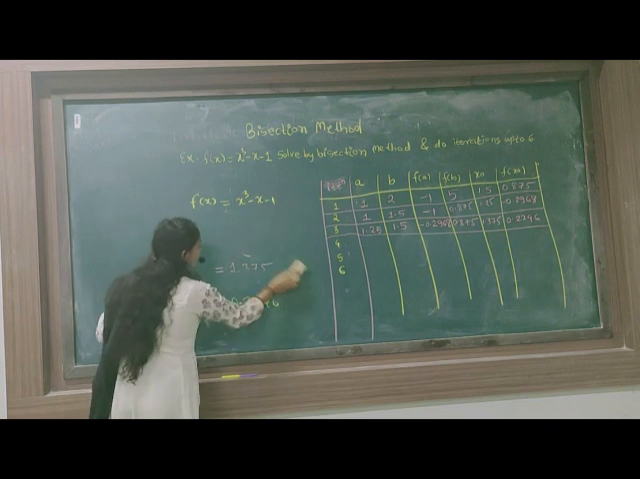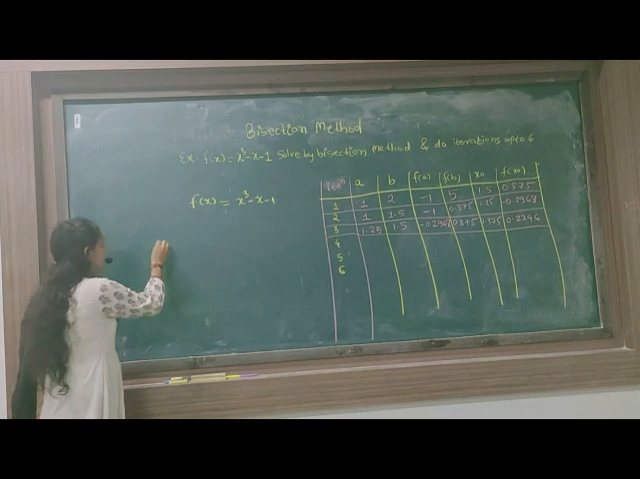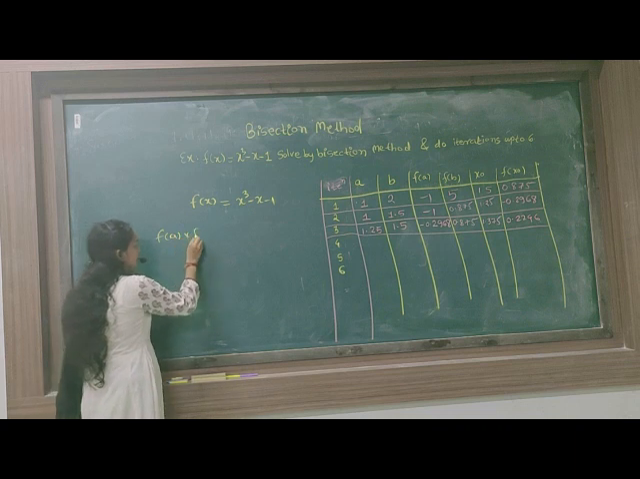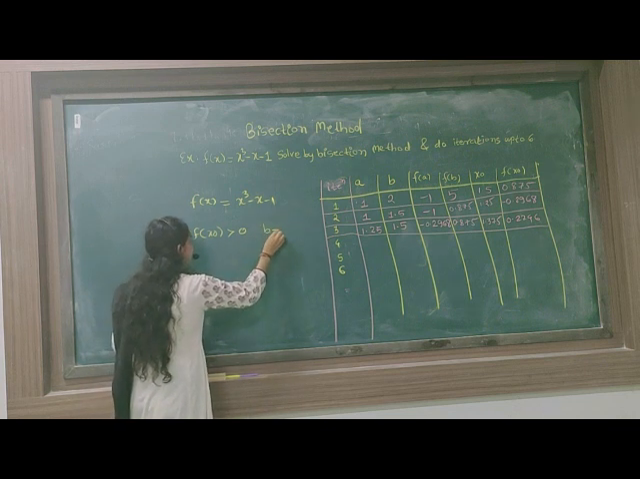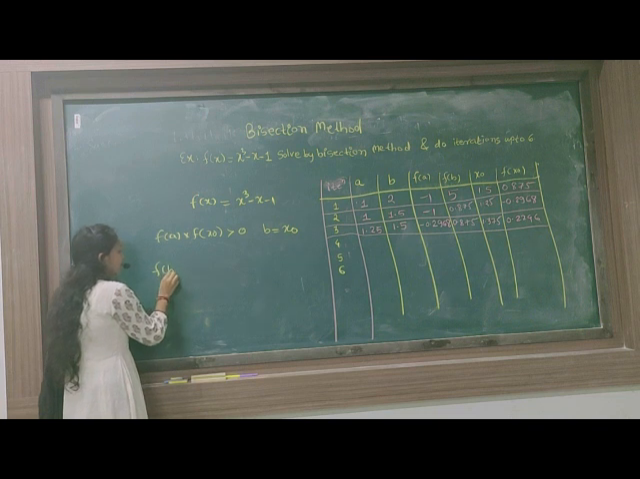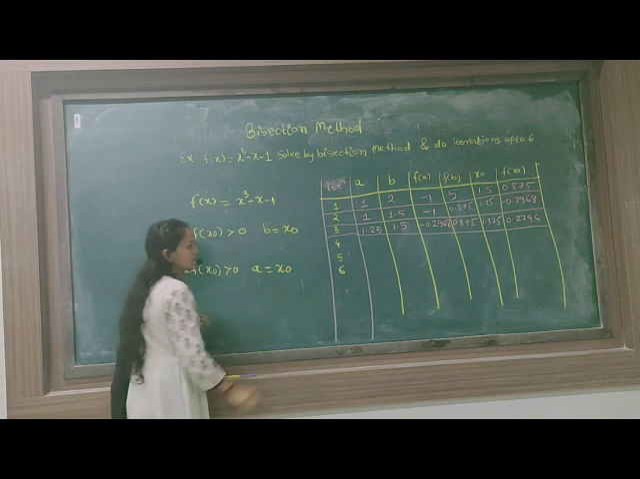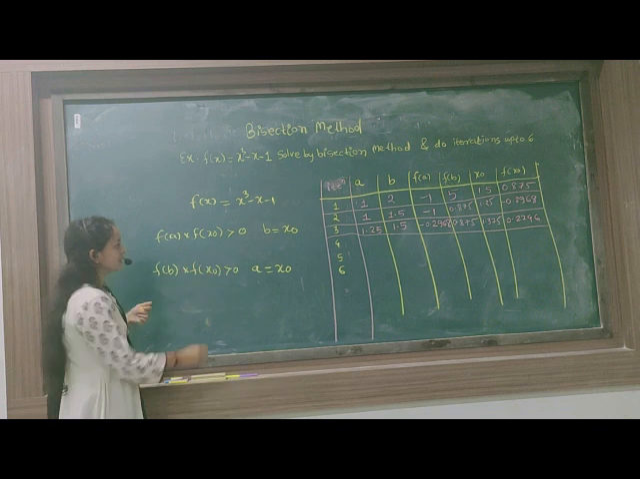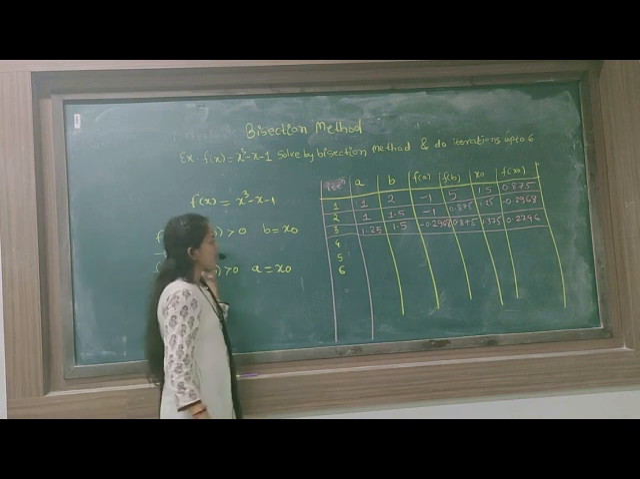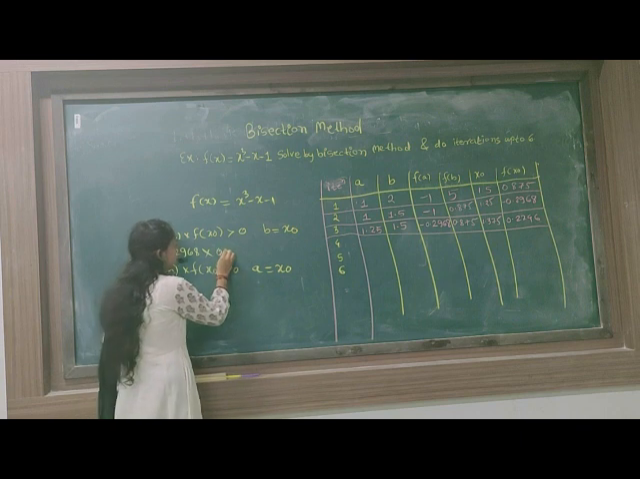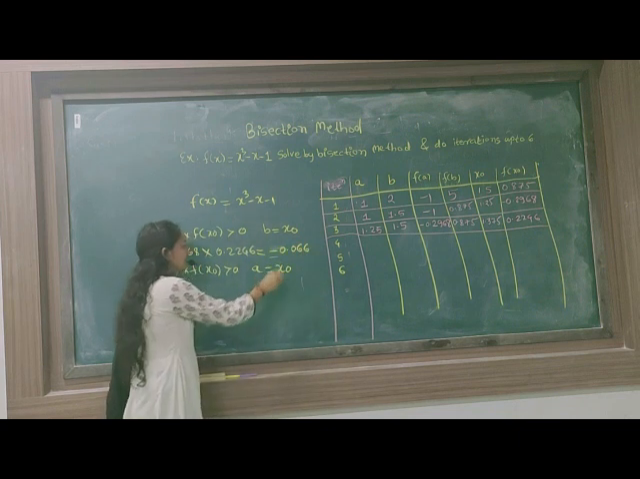Now go for the fourth iteration. Again you have to check which condition is going to be satisfied, right? So f of a multiplied by f of x0 is less than 0. If the condition is satisfied, then b is equal to x0. Otherwise, f of b multiplied by f of x0 is less than 0, and at that condition a is equal to x0. So you can take f of a, which is 0.2968 multiplied by the value of f of x0, that is 0.2246, which is equal to minus 0.066, so it has the minus sign.